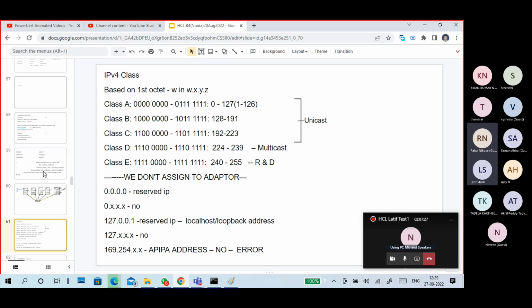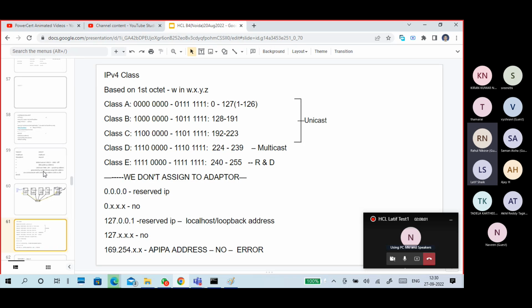Class D is used by certain protocols. The range is 224 to 239. It's multicast addressing. We cannot assign these IP addresses to any adapters. It is used by certain protocols while they are communicating with each other. I already explained that. We don't assign class D IP addresses to any adapter, and we don't accept them either.